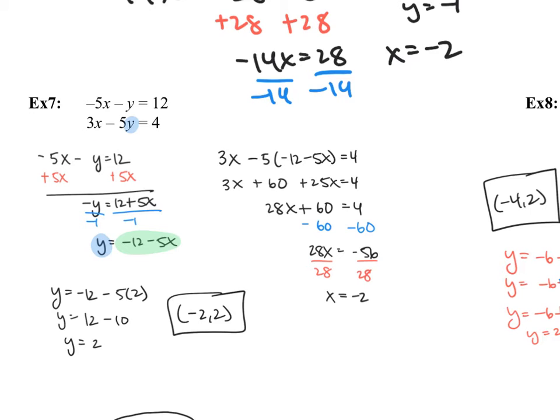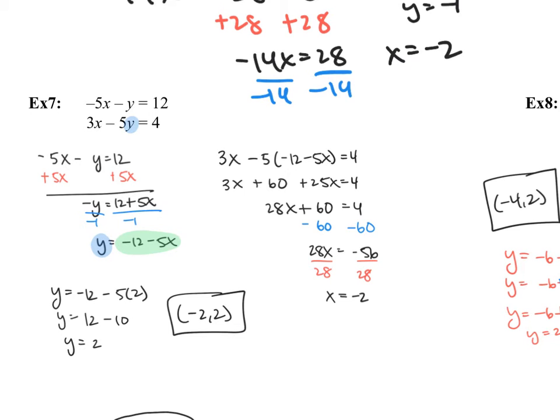So then I had 3x minus 5 times y, which was negative 12 minus 5x equals 4. A negative 5 times a negative 12 is a positive 60, and a negative 5 times a negative 5x was a positive 25x. Make sure your signs are correct at this point. 3x and 25x combine to get 28x plus 60 equals 4, and then I subtracted 60 from both sides to get negative 56, and divided by 28 to get x equals negative 2.